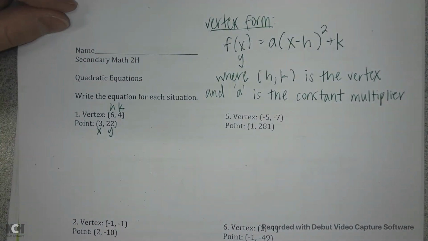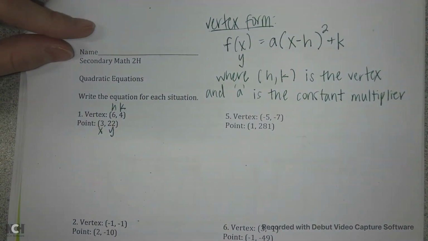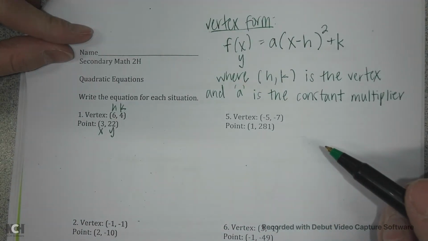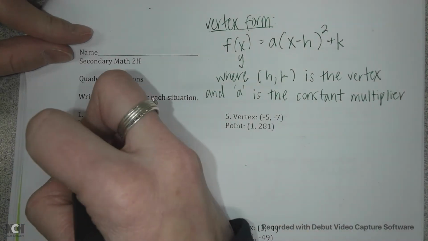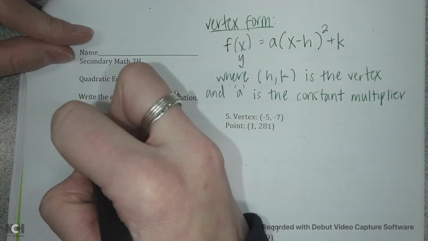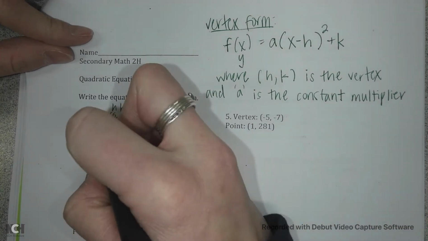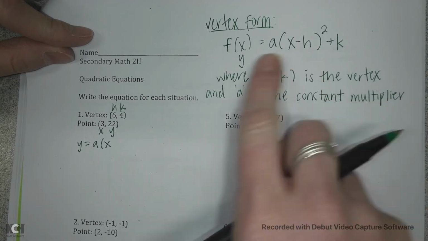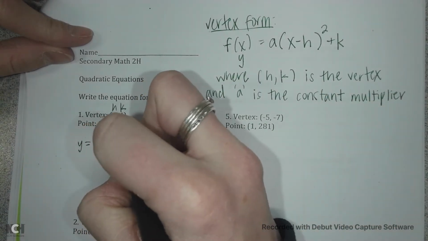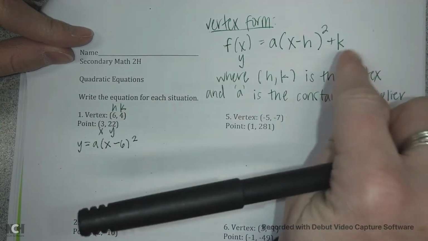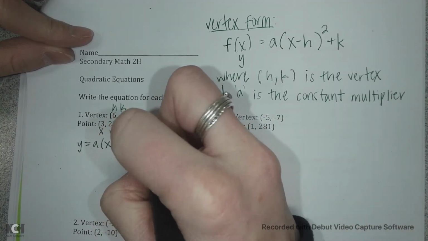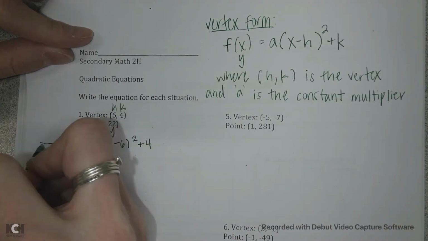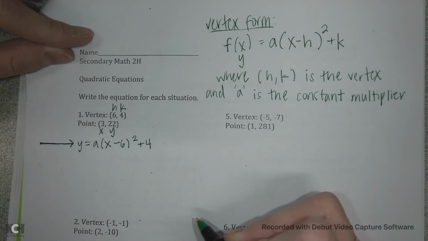So the first thing that I'm going to do is I want to solve for a. Instead of writing f of x, I'm going to write y because my point has a y in it. So it'll be easier for me. So y equals a, because I don't know that yet. And then we're just going to keep my x for a second. And then I want my negative h. So my h needs to be negative. And then that's squared. And then plus my k value, which is 4. Okay, so the reason that I like this is for the ending, and we'll talk about that in the end.